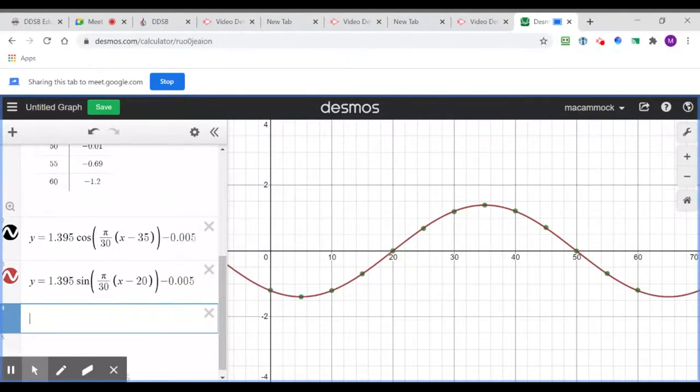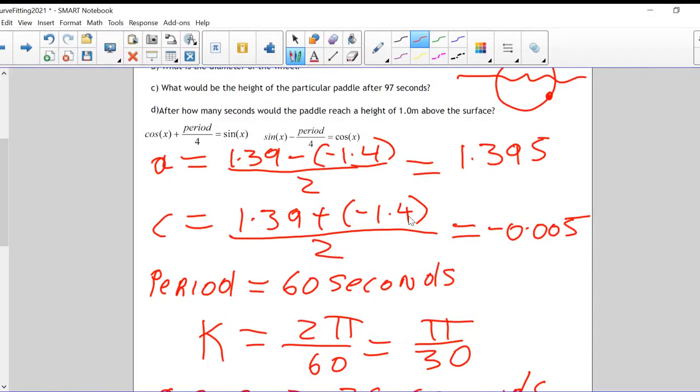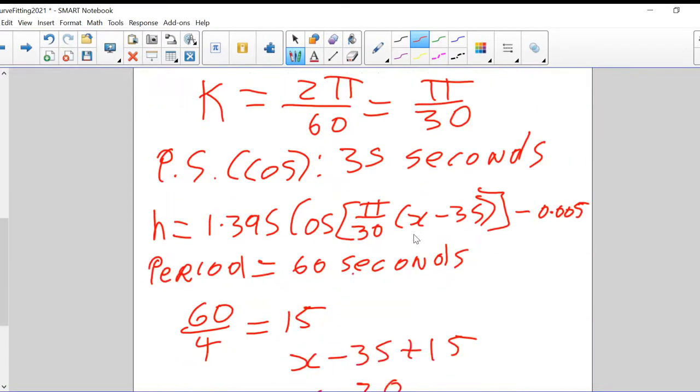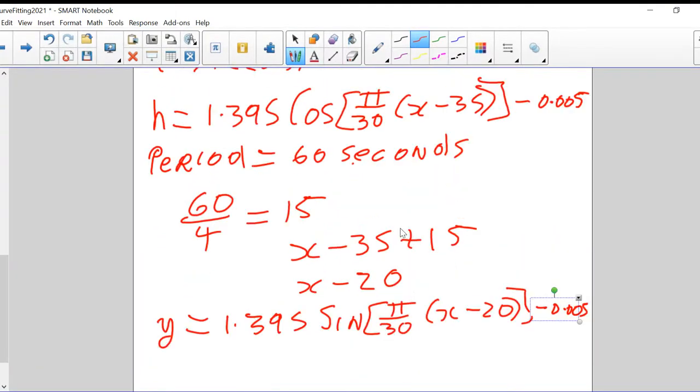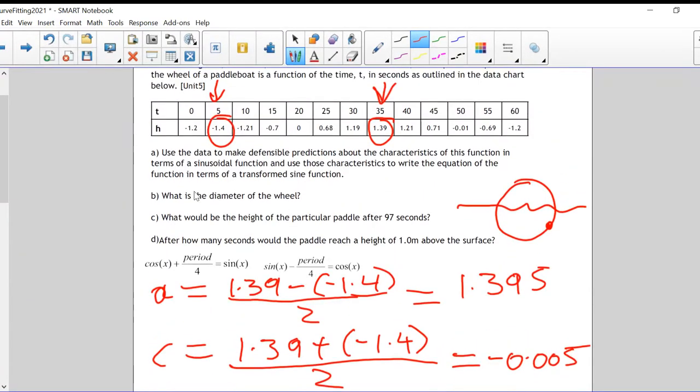Now, the other thing that we need to be able to do is answer questions with the model. And I know we are running up against the clock, right? But let's at least look at one of those questions. I'm going to stop sharing the equation, okay? All right, so let's go back to this very quickly. So here's our equation. Now look at one of these questions and let me hear what you think. We'll skip the diameter of the wheel thing here. C, I think, is the easy part. What would the height of the paddle be after 97 seconds? I think that's pretty obvious. Just put the 97 into the equation and get our answer.